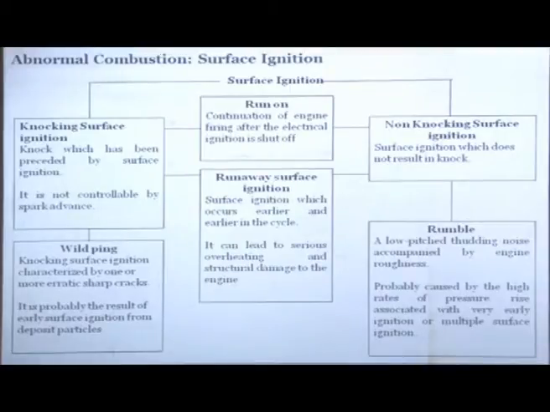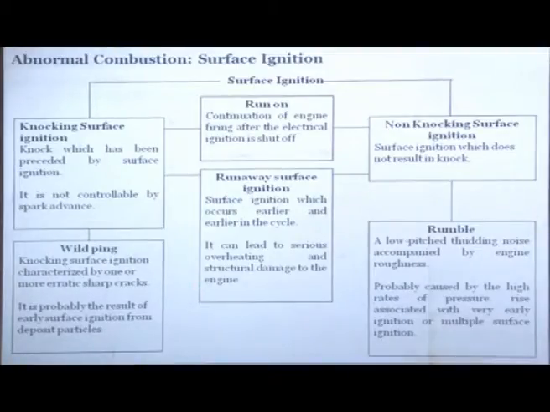Okay. There is something called runaway surface ignition. This is very interesting. It is surface ignition which occurs earlier and earlier in every cycle. Suppose surface ignition is happening 30 degrees before the top dead center. In the next cycle it will happen at 30.5, in the next cycle at 31. Why? Because you may be generating more and more heat, and that surface may become hotter and hotter. And if it becomes hotter, it is igniting the mixture earlier and earlier. So it can lead to serious overheating and structural damage to the engine.